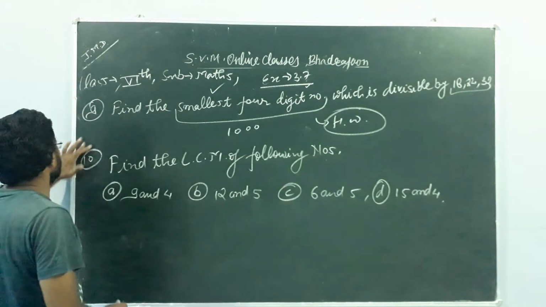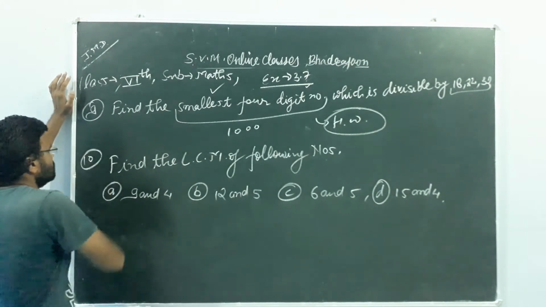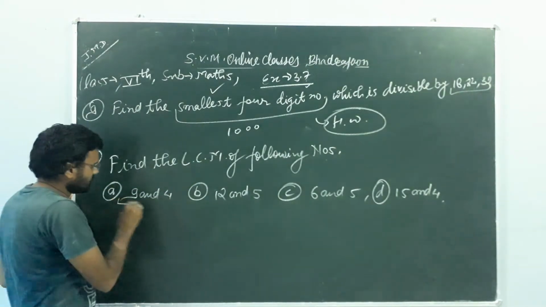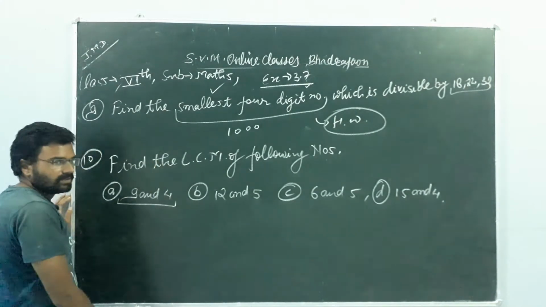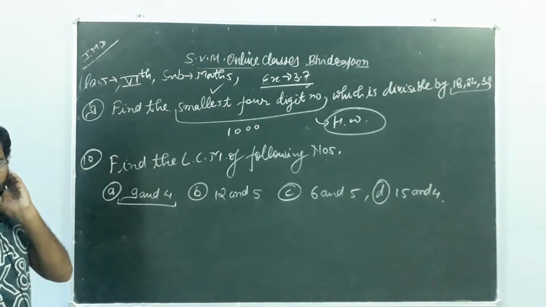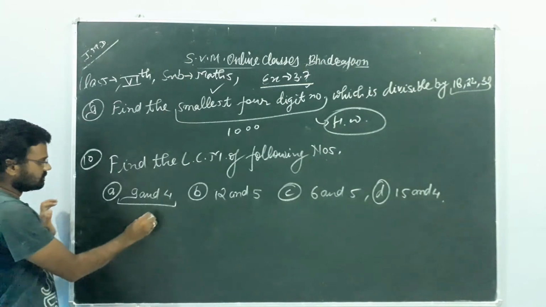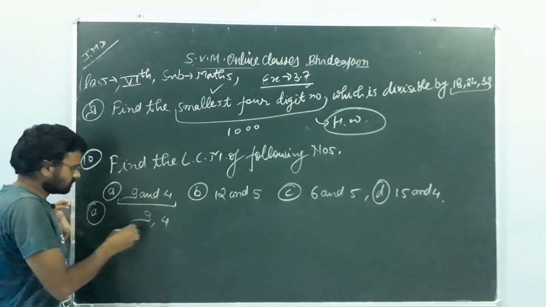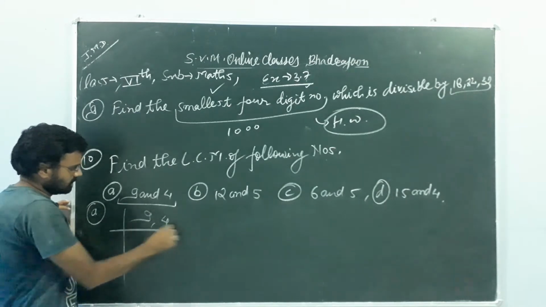Our first one is what I am just seeing over here. Find the LCM of following numbers. We have to find out the LCM of 9 and 4. What we will do is, we will just take these two numbers over here. This is our solution of part A, which is 9 and 4.